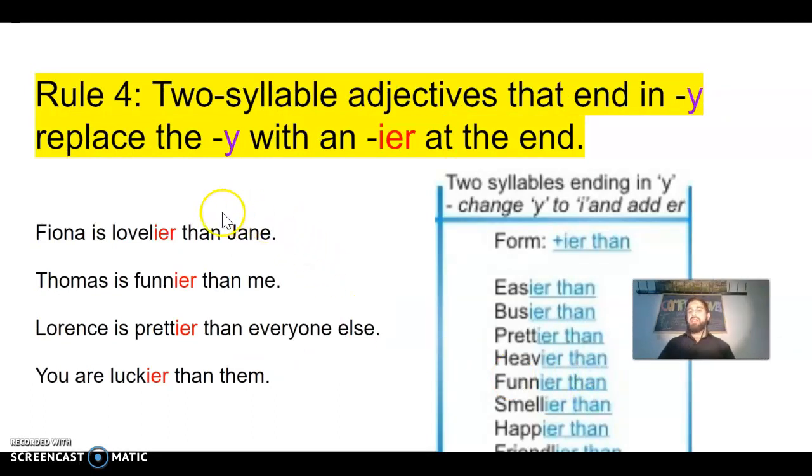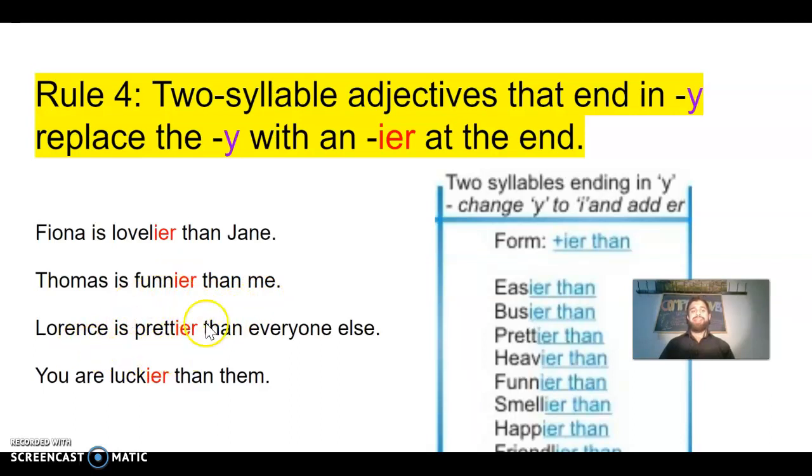So this is for two-syllable adjectives that end in Y. So two syllables, lucky, funny, easy. They all end in Y, yeah? Lovely. Two syllables, ends in Y. Fiona is lovelier. The Y becomes I-E-R in the comparative form. Thomas is funnier. The Y becomes I-E-R in the comparative form.